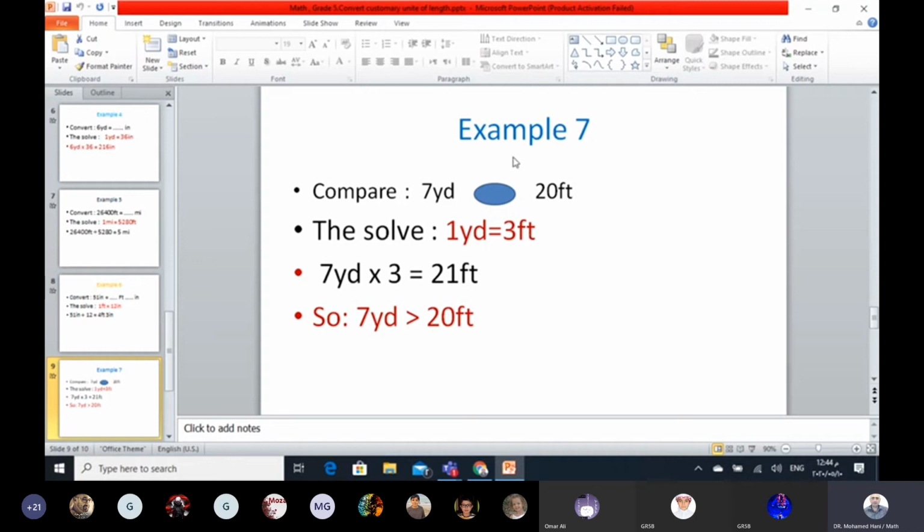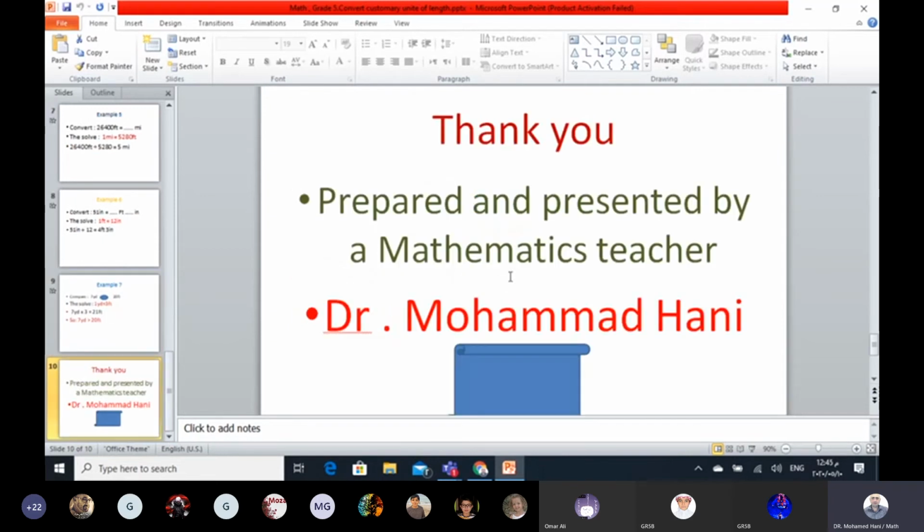So from big unit to small unit, multiply. So I can write 7 yards multiplied by 3 will be 21 feet. So here 7 yards equal 21 feet. Which is greater, 21 feet or 20 feet? 21 feet is greater than 20 feet. That means 7 yards is greater than 20 feet. So this is our lesson today.